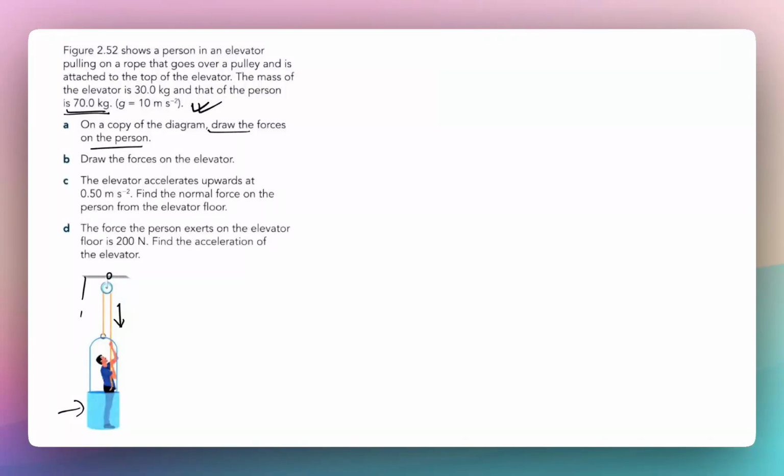Okay, so first we have this person. In order to draw the forces, we have to see where this person is touching anything. But first, we'll have the mass of the man, right? Mg going down, which is going to be 70 kilograms, so this is going to be 700 newtons downward. Now the person is touching the elevator, so it will experience a normal force upward by the elevator.